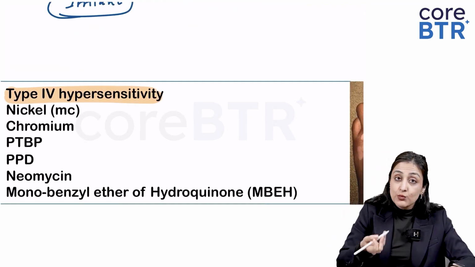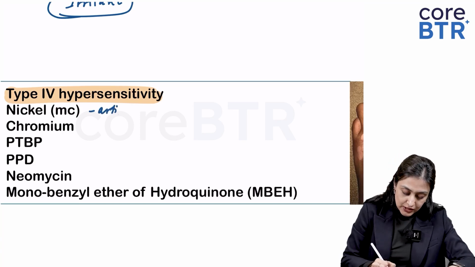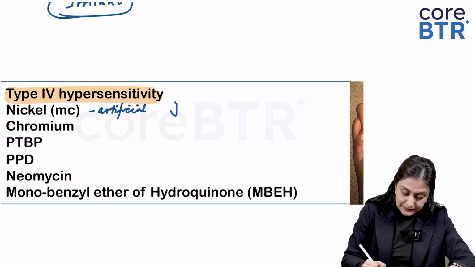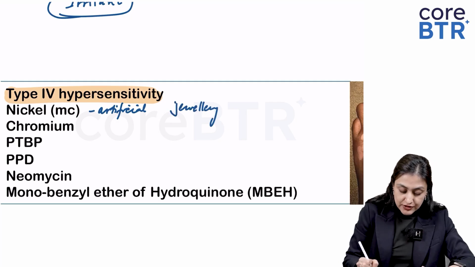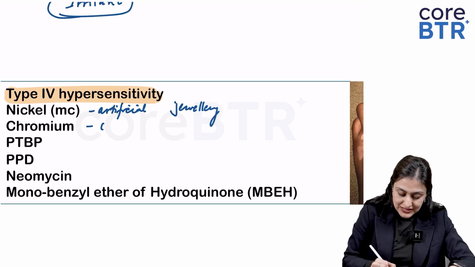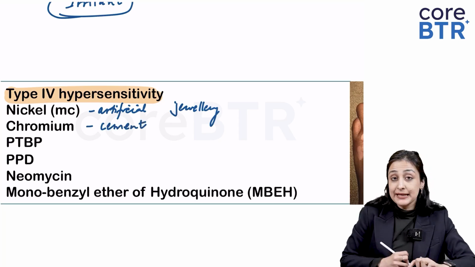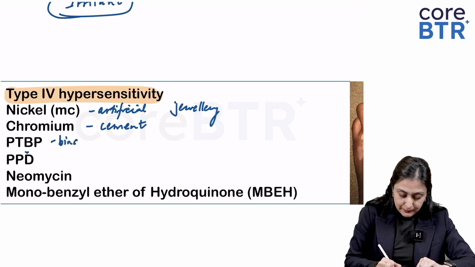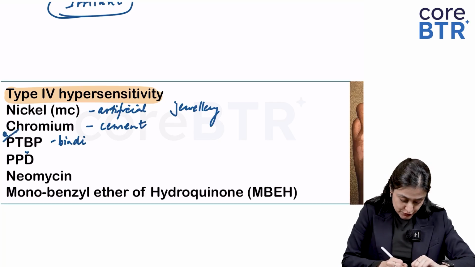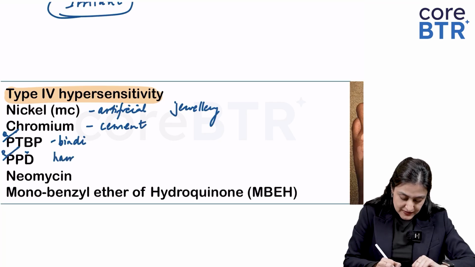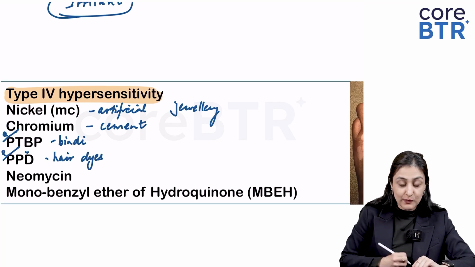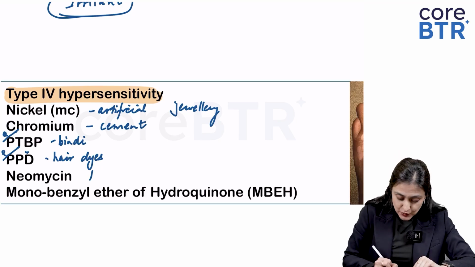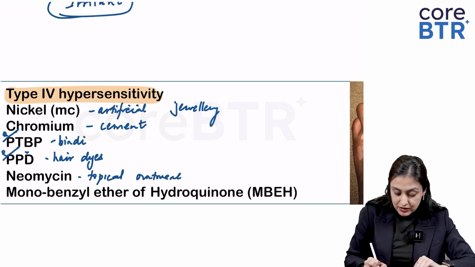Nickel happens to be the most common allergen that is found in artificial jewelry. Other allergens, chromium. Chromium is found in cement. PTBP has a B in it, B for bindi. So this is what is found in bindi adhesives. This has been asked. PPD, also PYQ, hair dyes. This is what is found in hair dyes, common allergen. Neomycin is what is used in a lot of topical ointments and you may have an allergy to that.